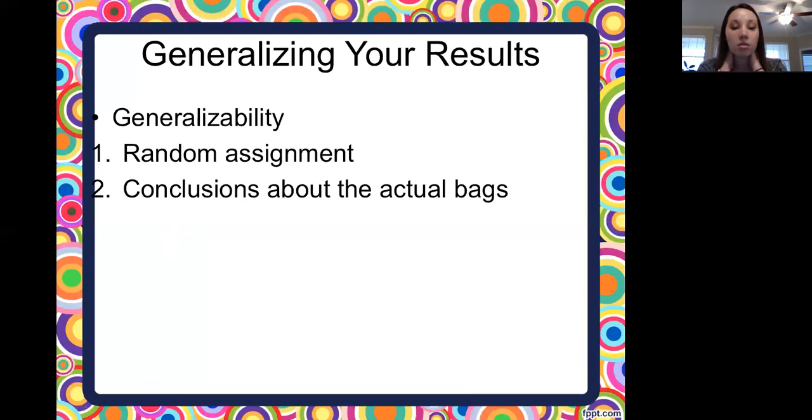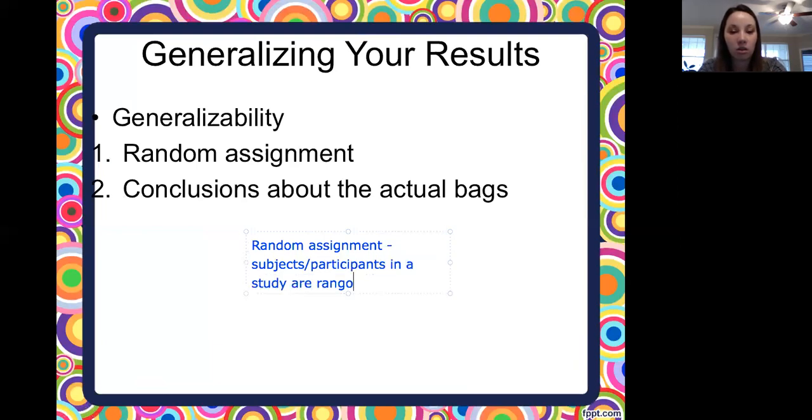So random assignment is where everybody, subjects, participants in the study are randomly assigned to the experimental groups.